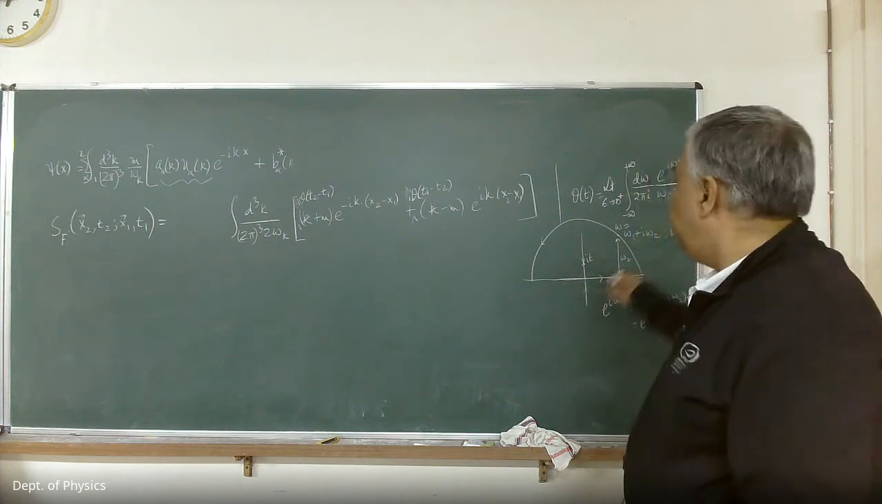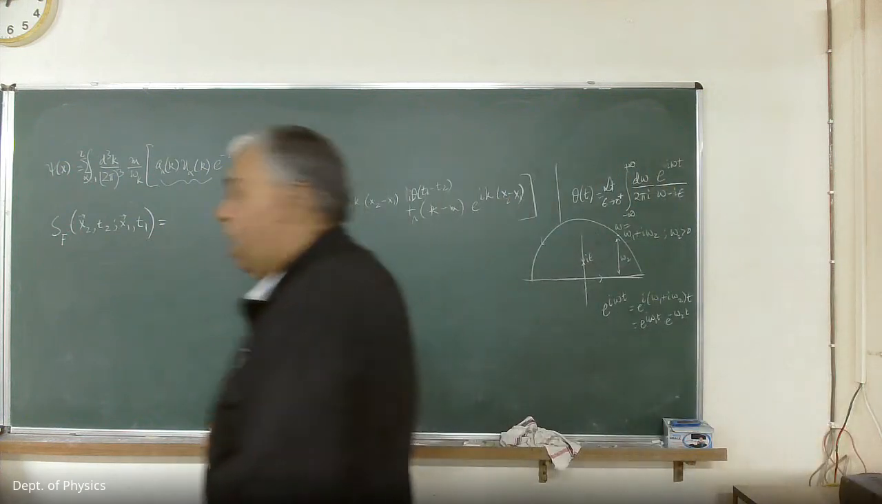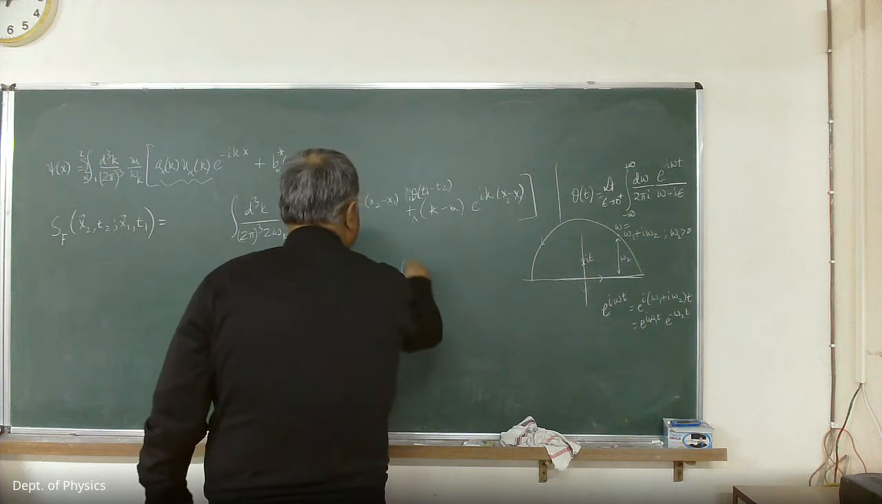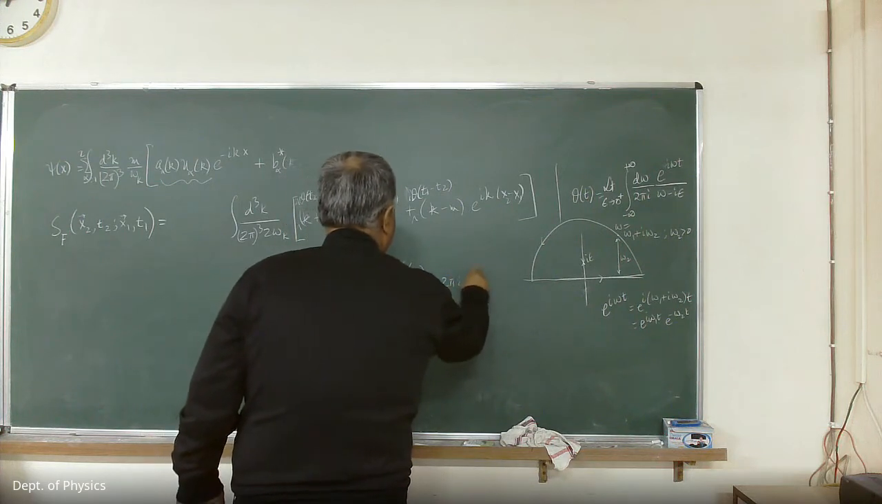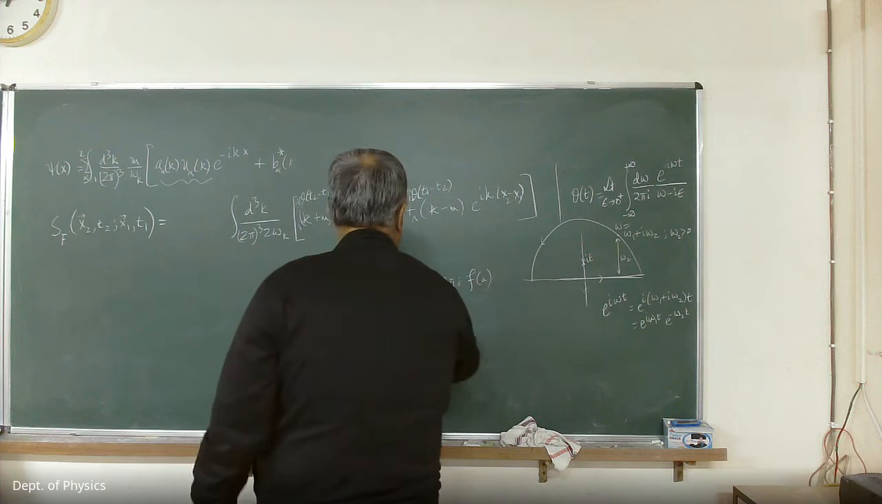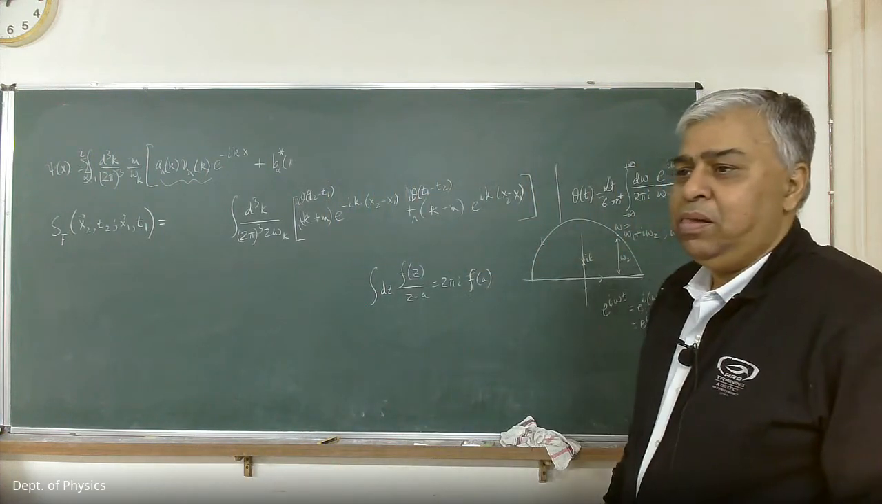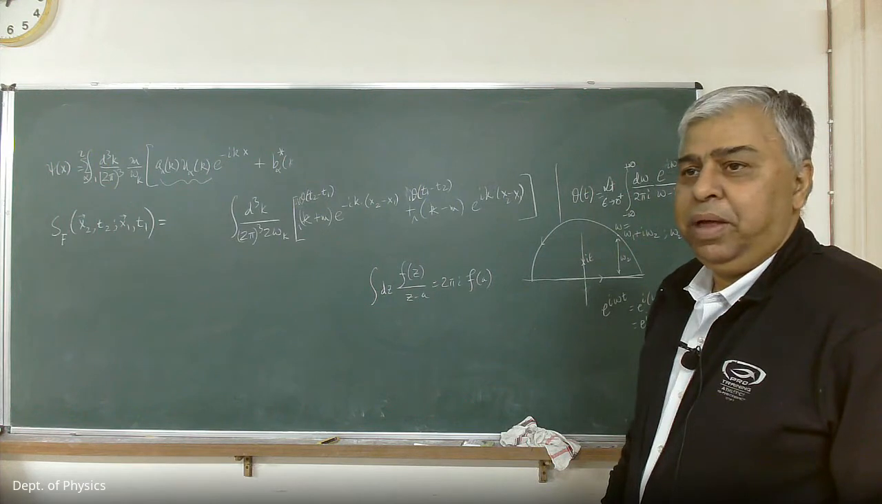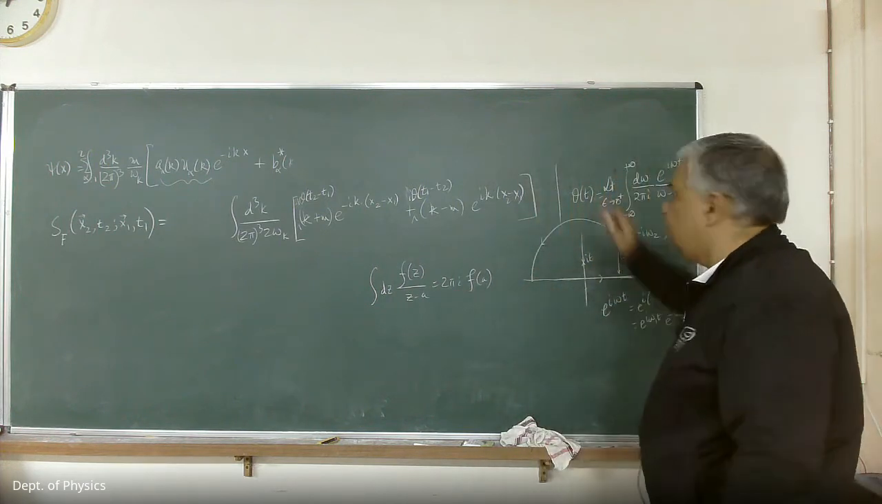Okay, this is a very simple exercise. Cauchy's integral formula: the integral of f(z) by z minus a dz is equal to 2 pi i f(a), if a is a simple pole. Use this to show this.